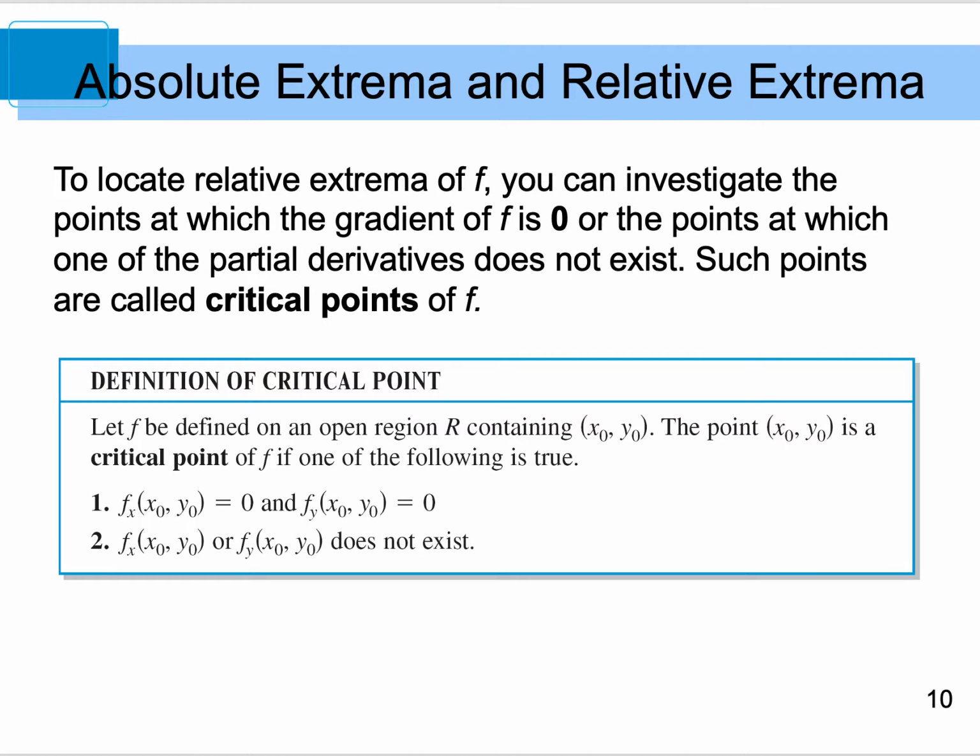So to locate the relative extrema of f, I can investigate the points where the gradient of f is 0, or the points at which one of the partial derivatives does not exist. So this is the same thing we did in Calculus 1. We set the derivative equal to 0, and then we would solve that for x, and we would also add in any points that were discontinuities. So that's the critical points, same concept as Calculus 1. Now, same thing, I'm going to look at the critical points by taking those partial derivatives, setting those equal to 0, and then again checking at any discontinuity that occurs.